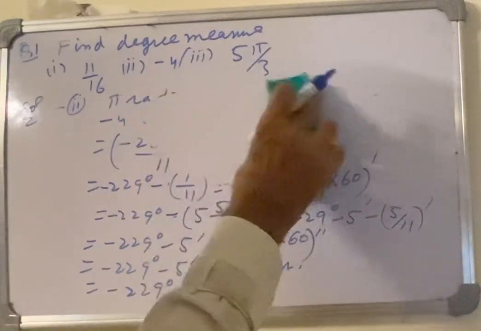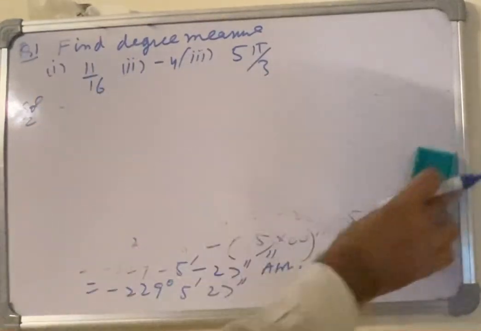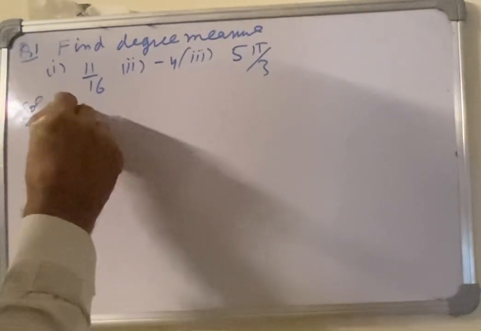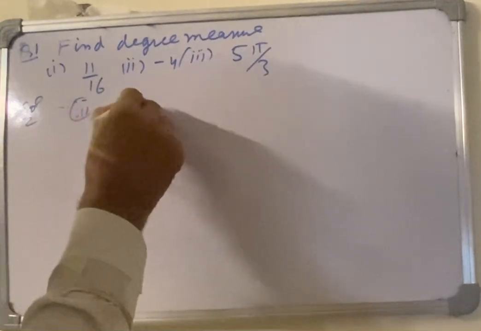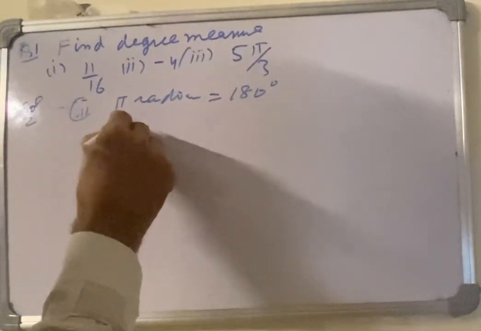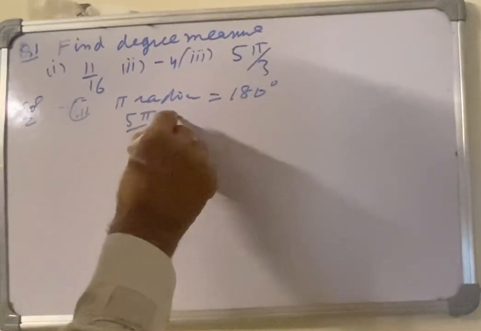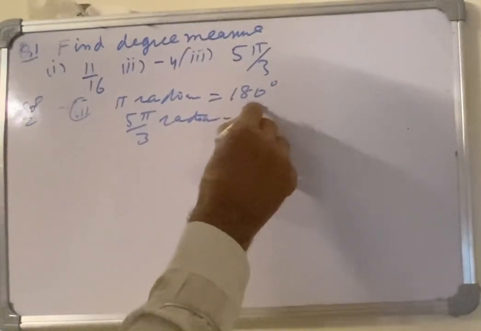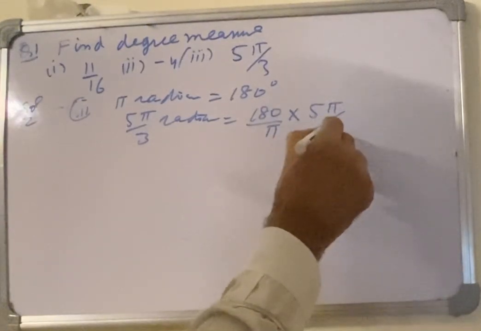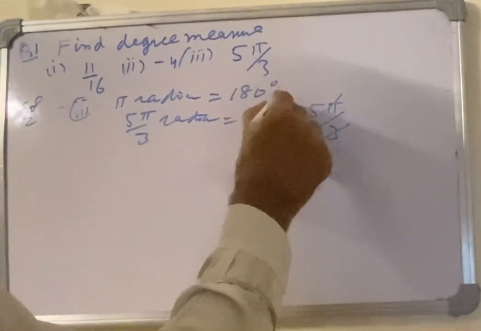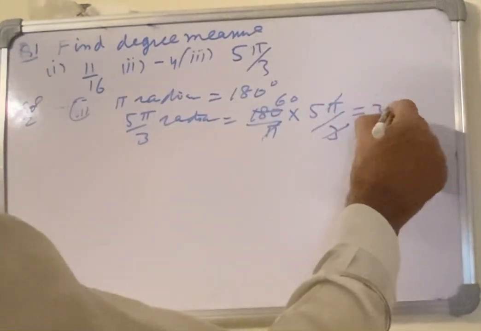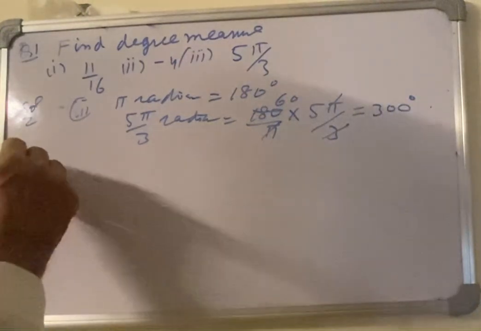Third part, 5 pi over 3 radian. Pi radian is equal to 180 degree. 5 pi over 3 radian is equal to 180 over pi into 5 pi by 3. Cancel this. So it is 300 degree. Second question.